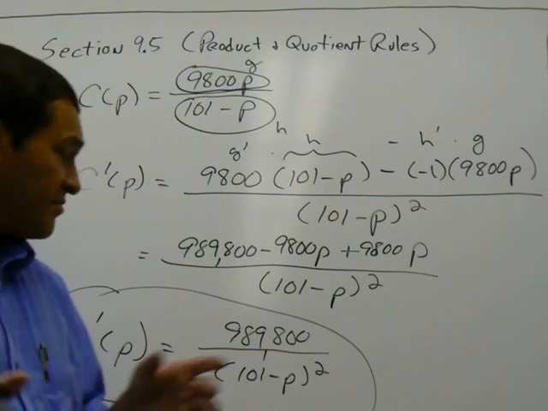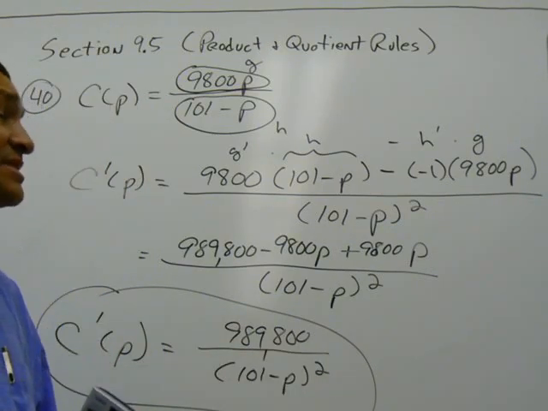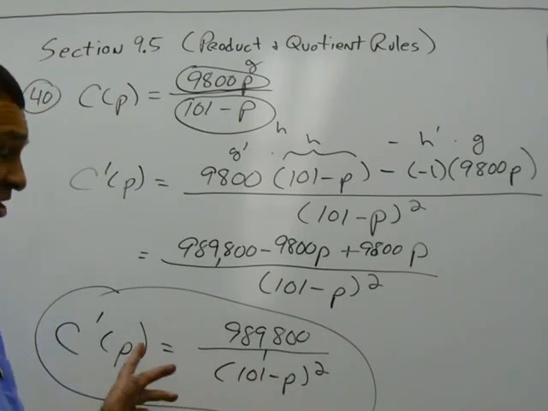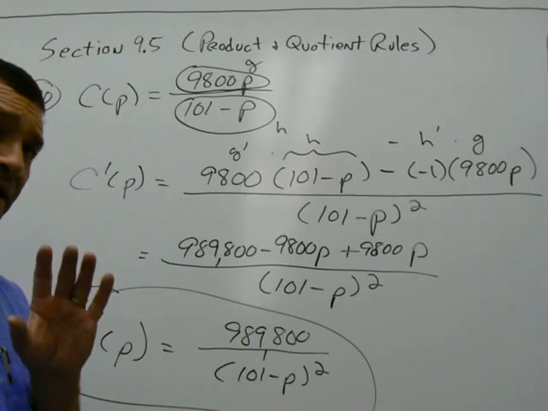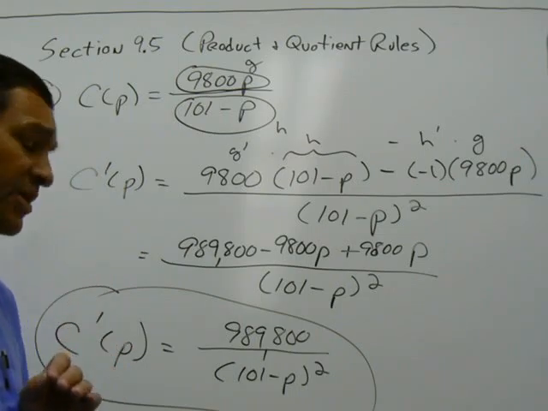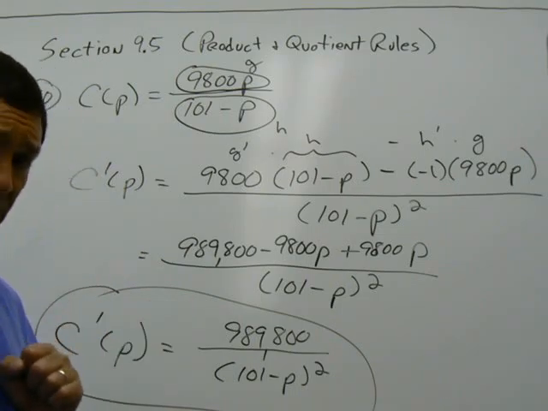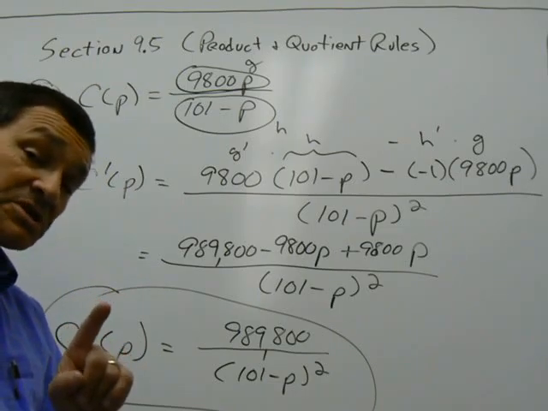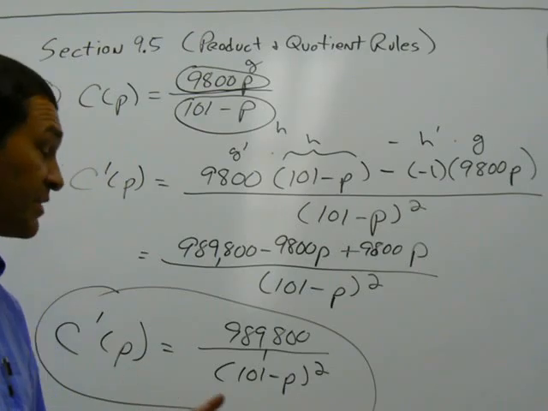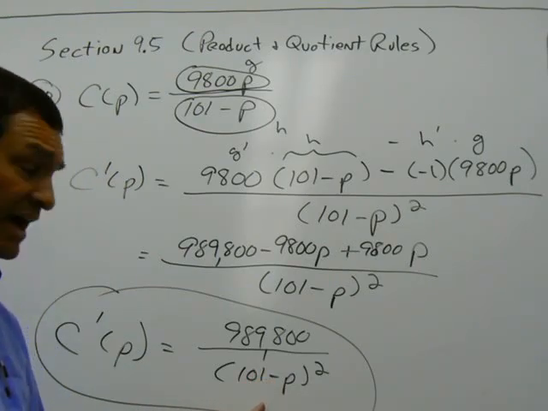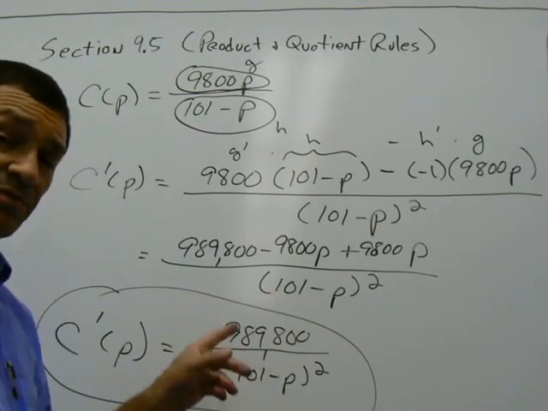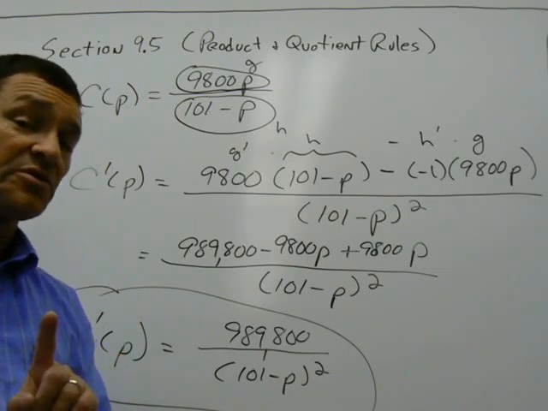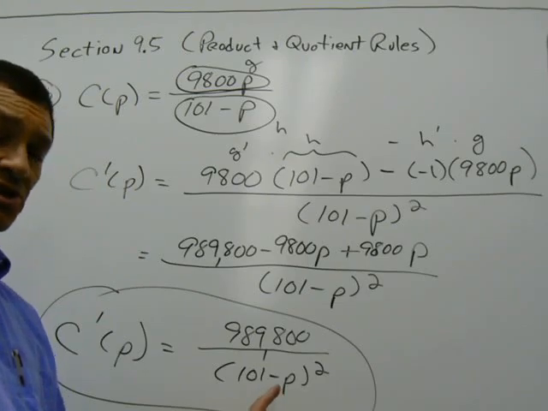Now, if the book asks you to interpret your answer, as we go through the semester, it'll begin to make more and more sense. What this tells me is if I have a current level of pollutants I'm removing, say I'm removing 90%, and if I'm curious how much more would it cost me to remove 1 more percent, to go from 90 to 91, you evaluate C prime of 90. Put a 90 in here for P and see what you get. That would be the cost of removing 1 more percent of the pollutants if production is currently at 90.